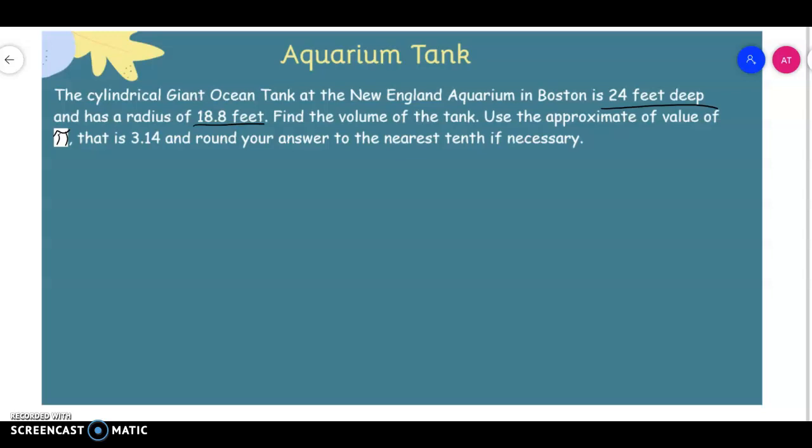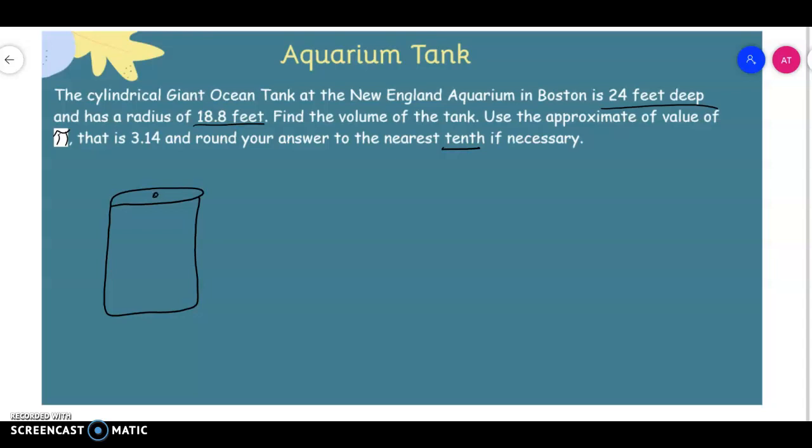Find the volume of the tank and use approximate volume of pi 3.14 and round your answer to the nearest tenth. So we're going to round it to the nearest tenth. What really helps if you have word problems is to draw it out. You don't have to each time, but it's definitely a good strategy to use.